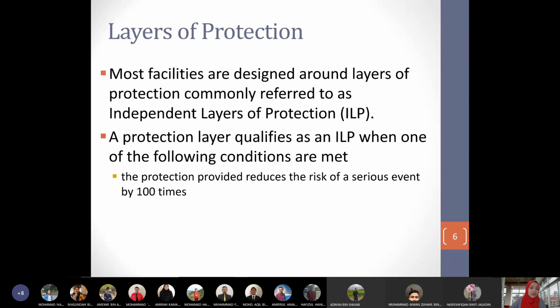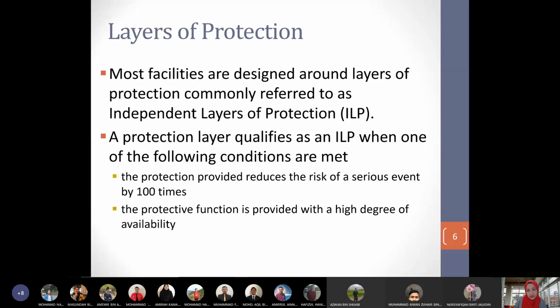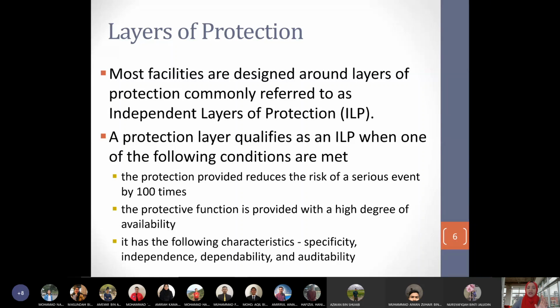Firstly, that protection must reduce the risk of a serious event by 100 times. So it's very efficient, and that protective function is provided with a high degree of availability. It must always be available, and it has the following characteristics: it has to be specific, it has to be independent, it is dependable, and it is also auditable.